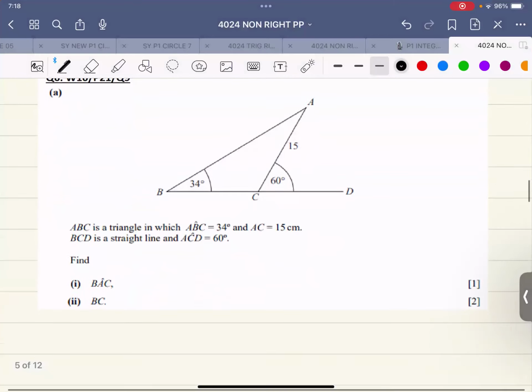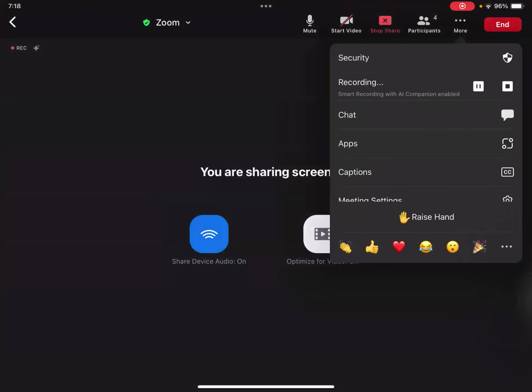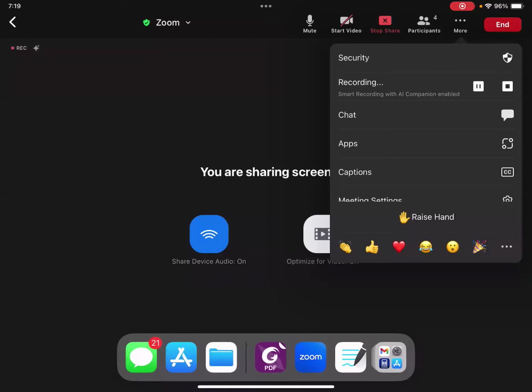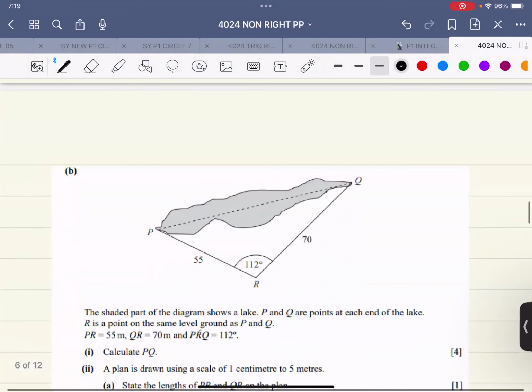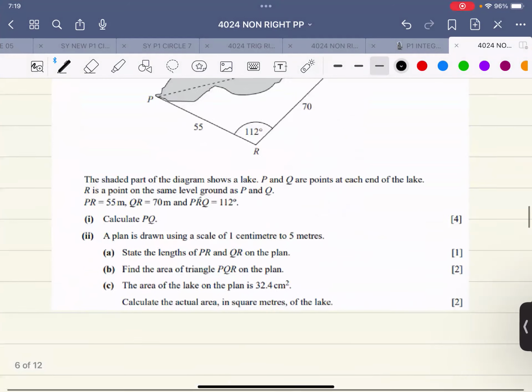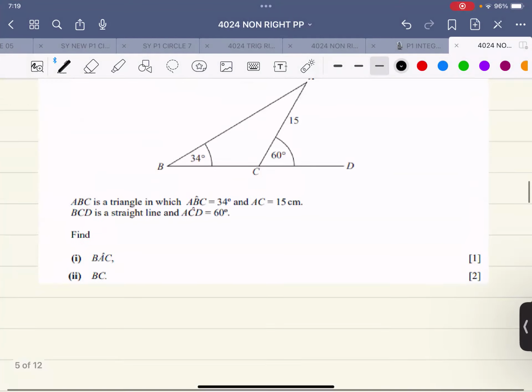Now, I'll pause the recording and I would ask you to try out this. This is what you need to try out. This is the first part, and then this is the second part. It's a little bit about scale drawing also. So I'll just pause the recording and then you can try it out.